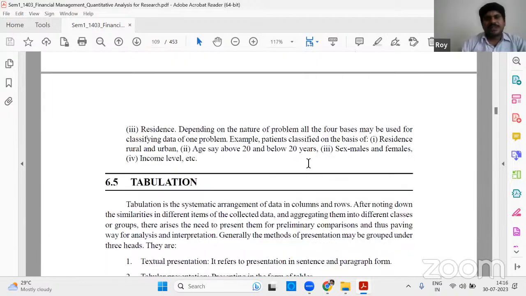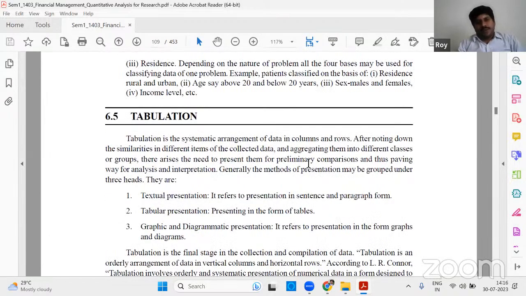Right? Now, what is tabulation? Tabulation is the systematic arrangement of data in columns and rows. After noting down the similarities in different items collected and aggregating them into different classes or groups, there arises the need to present them for preliminary comparisons, thus paving the way for analysis.